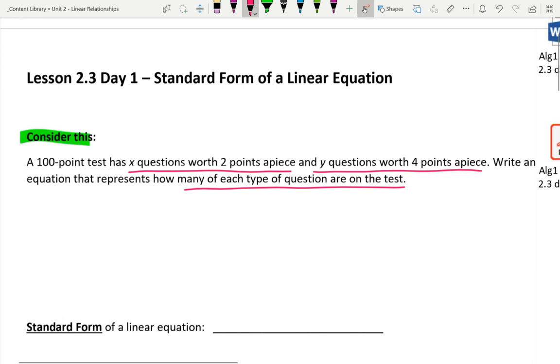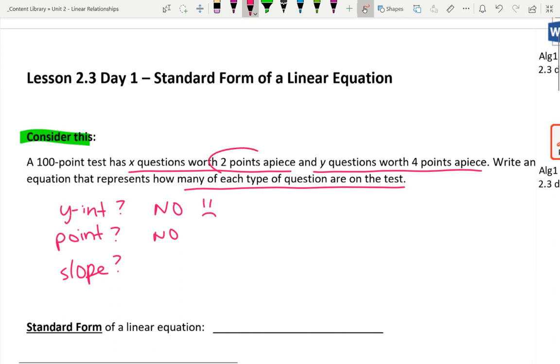The next strategy that we talked about last week was identifying what information we're given. So are we given a y-intercept? Well, no, we're not. There's no starting value. Are we given a point? Again, no. There's nothing that says at this time there is this, or with this many points there is this. So the next question we have is, do we have a slope? Well, I see maybe two slopes.